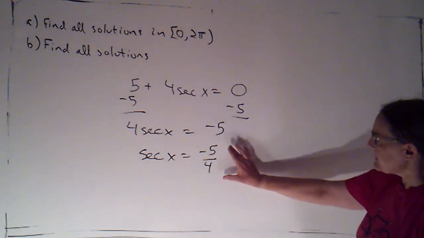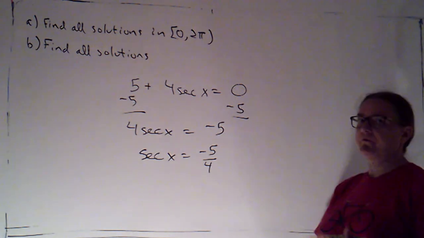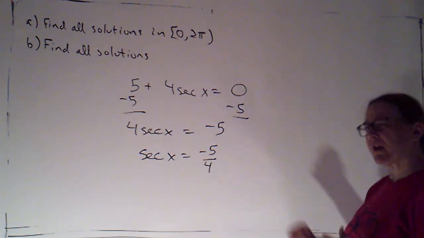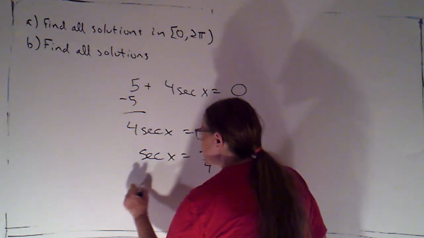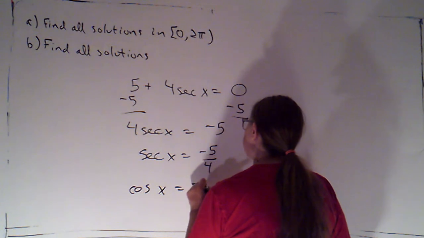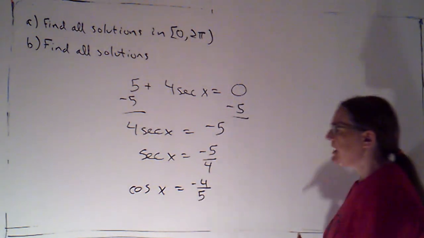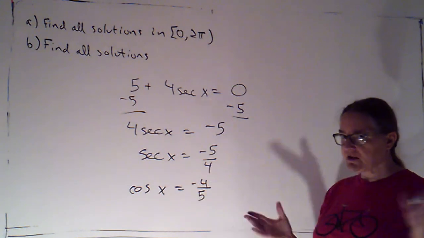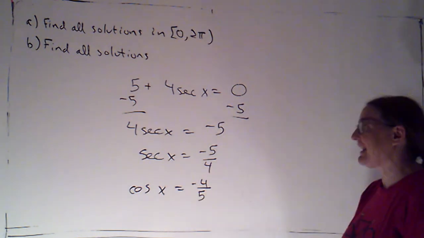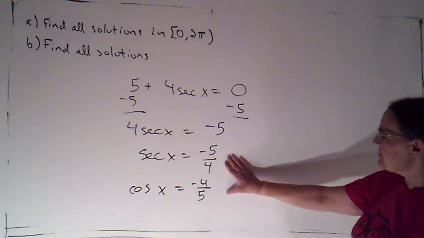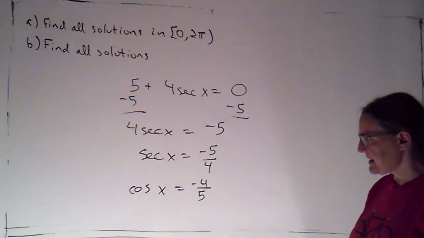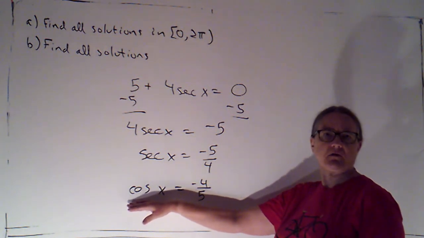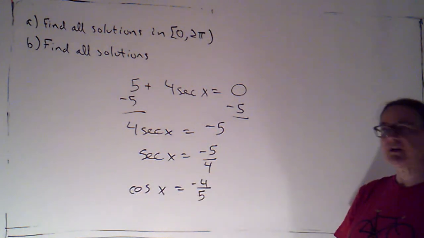Now, that's not going to have a nice reference angle, so I'm going to be using inverse trig to describe it. But what I would prefer to do is to rewrite this as cosine of x is negative 4/5. Because remember, cosine and secant are reciprocals of each other. So as long as cosine isn't 0, so that I can actually take reciprocals, I can do this. I prefer this because I'm more familiar with cosine and more comfortable working with cosine. So I'm going to go ahead and solve this in terms of cosine.